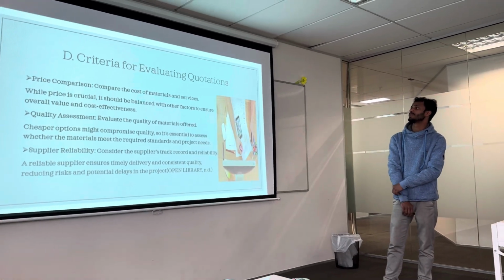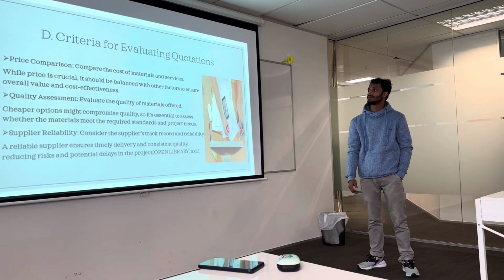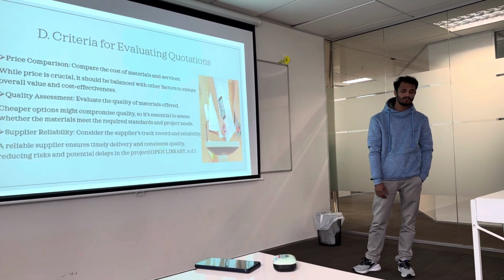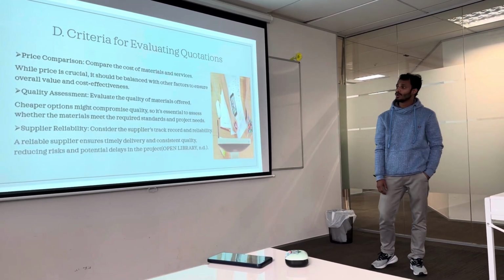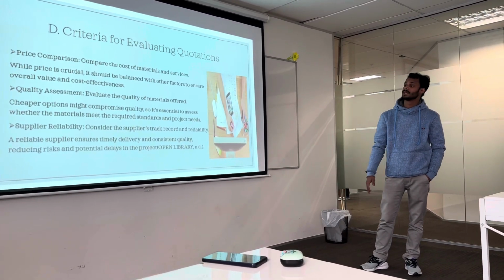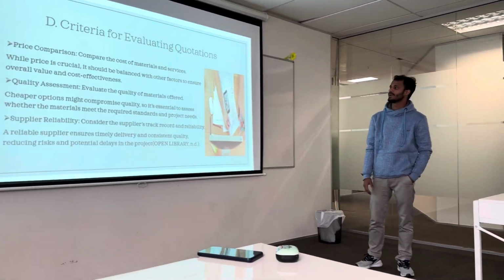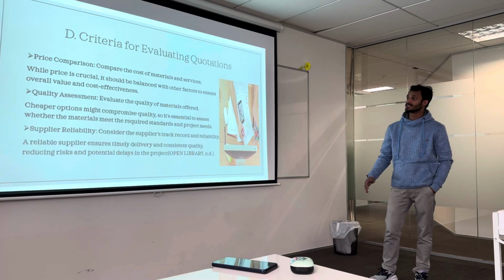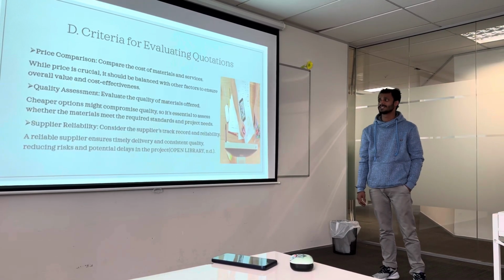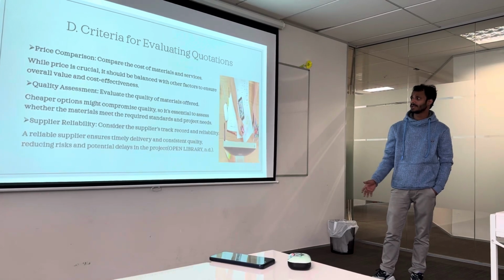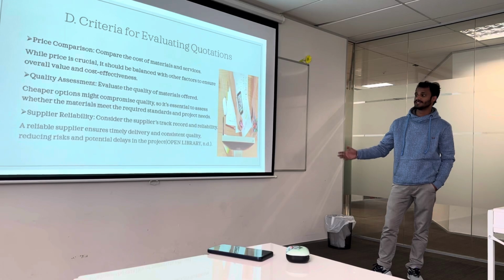Criteria for evaluating quotations. Price comparison: compare the cost of materials and services. While price is crucial, it should be balanced with other factors to ensure overall value and cost effectiveness. Second one, quality assessment. Evaluate the quality of materials offered, as a cheaper option might compromise quality. So it is essential to assess whether the materials meet the required standards according to the New Zealand Building Code and the project needs.